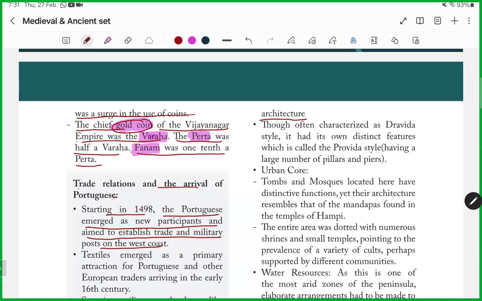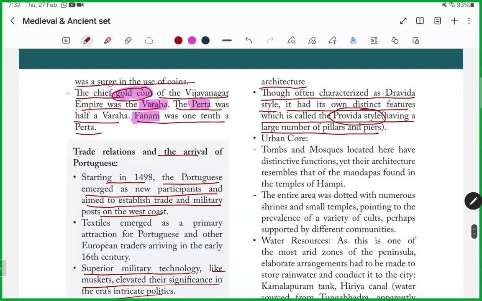Though often characterized as Dravida style, it had its own distinct features, which is called the Pravida style, having a large number of pillars and piers. Now, what is a Pravida style? It's nothing but a dome on an arc which has a large number of pillars and piers. Now, in the urban core, the mosques and the tombs located here have distinctive functions, yet their architecture resembles that of the mandapas found in the temples of Hampi.